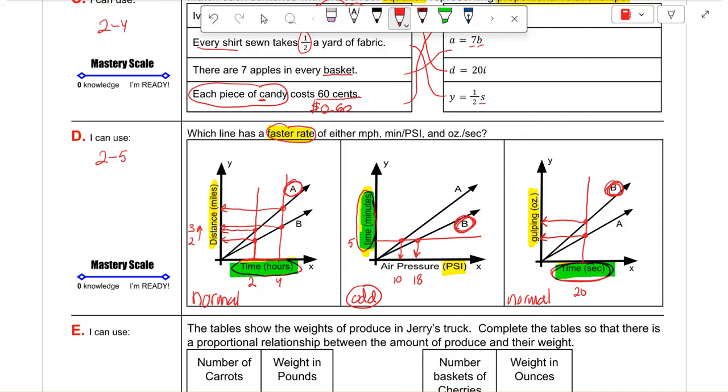Fill out your mastery scale, 0 knowledge, or I am absolutely ready. Or somewhere in between.